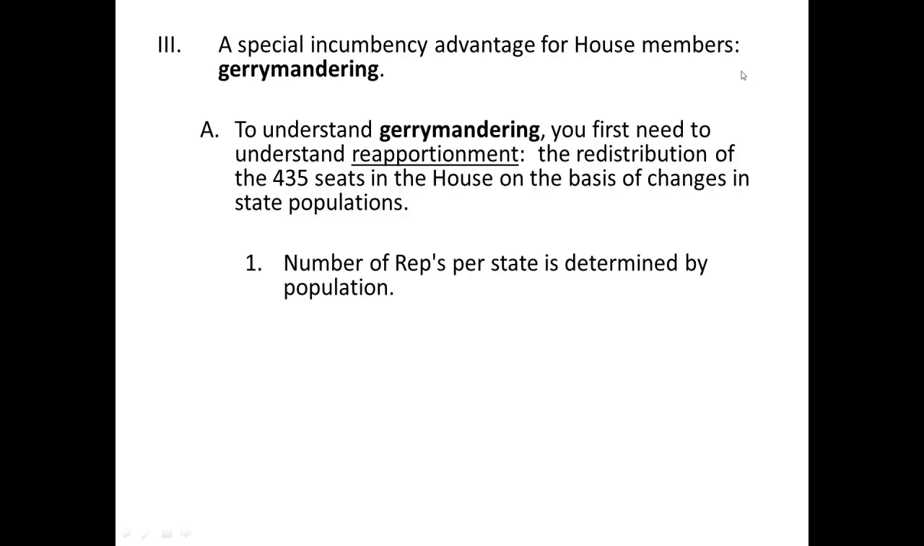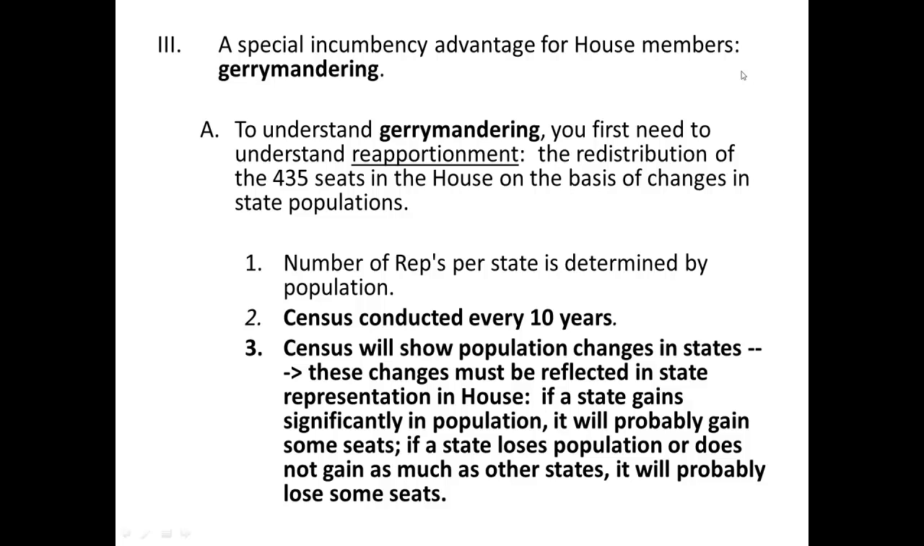Alright, the number of reps in the House of Reps is determined by a state's population. A census is done every 10 years. They go door to door, they knock on your door, or you send in the mail, and you tell them how many people live there, and social security number, and whether you're a citizen or not, and answer a whole bunch of questions. It's done every 10 years, 2000, 2010, 2020, etc. And census will show population changes in the states. These changes must be reflected in the House. If a state gains a bunch of people, if a whole bunch of people move from Arizona to Nevada, then Nevada is going to get more reps. And they'll need to redraw some lines to make sure that each district has a similar number of people.